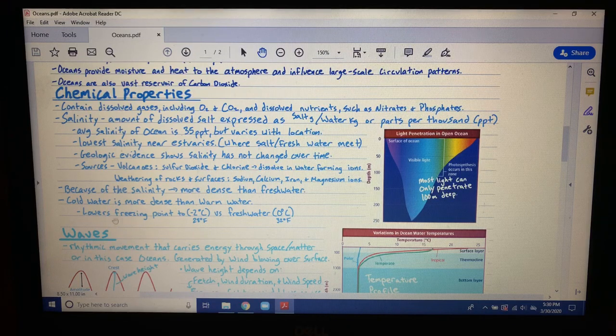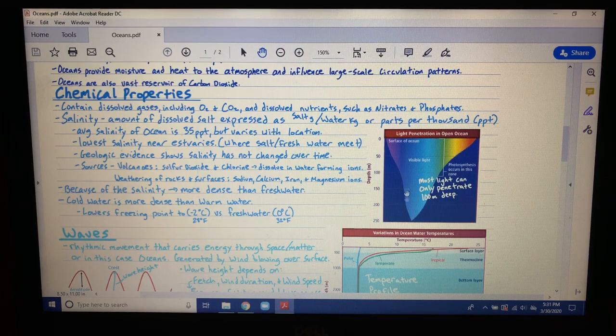Salinity is going to lower the freezing point, and so ocean water will begin to freeze at around -2 degrees Celsius, whereas fresh water freezes at 0 degrees Celsius. You can see in Fahrenheit that would equate to 28 degrees Fahrenheit and 32.